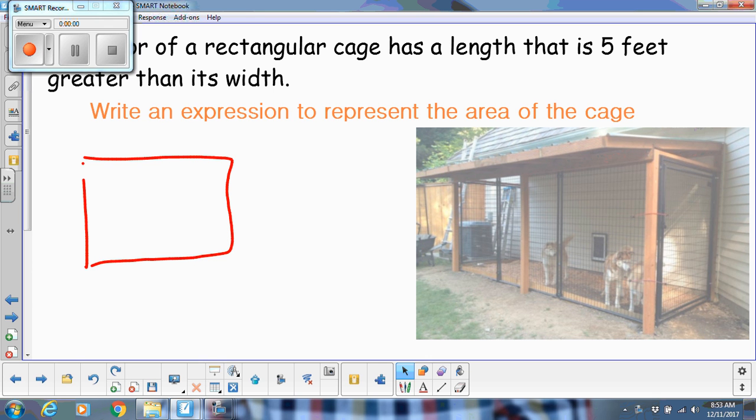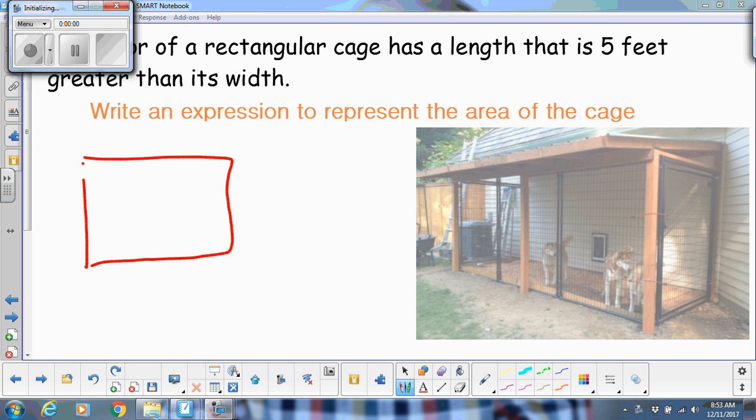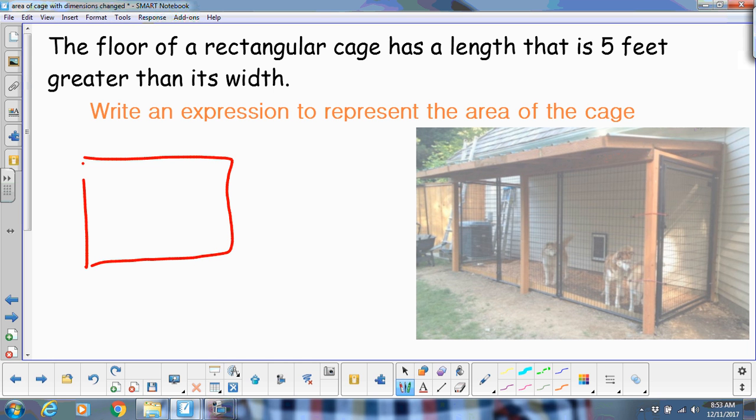You're going to have to know what they're talking about. And when you can't visualize that, then you're going to have to draw it out. All right, so the floor of a rectangular cage has a length that is 5 feet greater than its width.